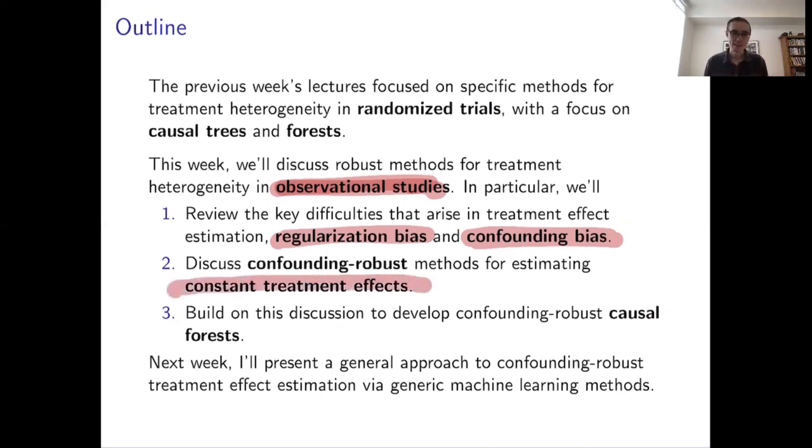And then in the last part of the lecture, we're going to talk about how to build on these ideas to build trees and forests for treatment heterogeneity. So that's our plan for this week. And then next week, we'll continue and I'll discuss how to go beyond these ideas for trees and forests that are confounding robust and build methods that really mesh with any generic machine learning method. So that's our plan.